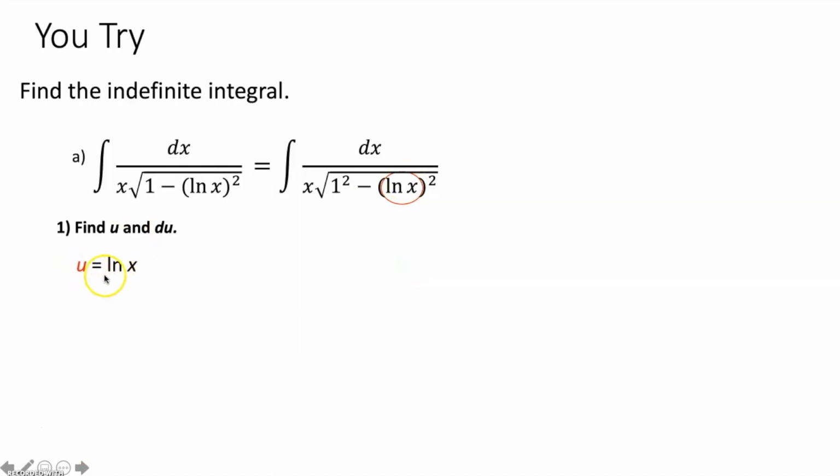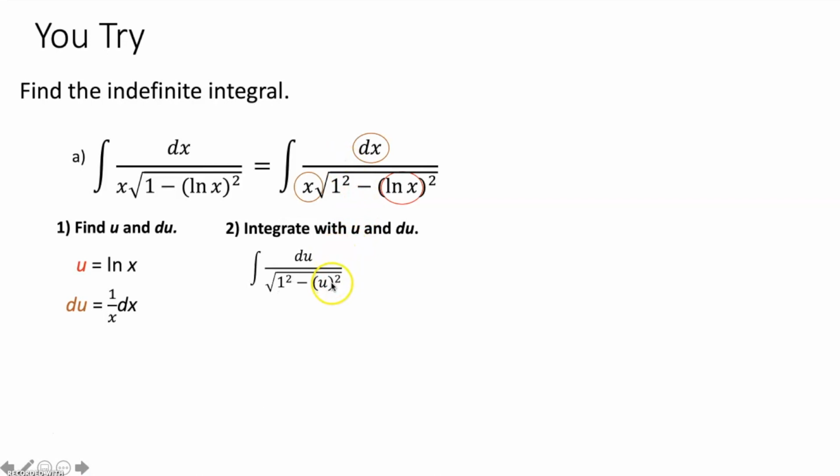I then have to find du. So I take the derivative of both sides of this with respect to x. The derivative of u with respect to x is du dx. Derivative of ln of x with respect to x is going to be 1 over x. Multiply both sides by dx. I get du is equal to 1 over x dx. And look, in our problem, we have 1 over x, because our x is in the denominator, times dx. So I can then rewrite this integral totally in terms of u and du. I can substitute u in for ln of x. I can substitute du in for that 1 over x dx. Now all I have to do is integrate this. And we now know that the integral of du over the square root of 1 minus u squared is just going to be equal to arcsine of u over 1 plus c.